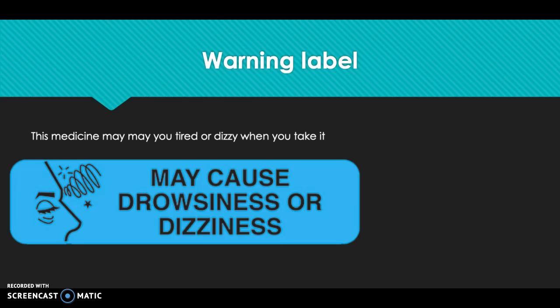May cause drowsiness or dizziness. This medicine may cause you to feel tired or dizzy when you take it. You should be careful driving or operating any machines when you are taking this medicine.